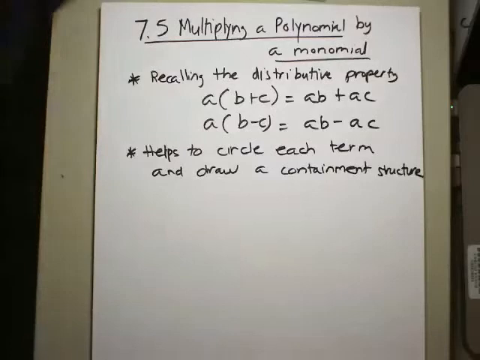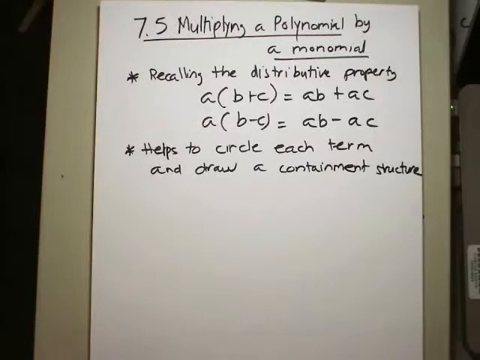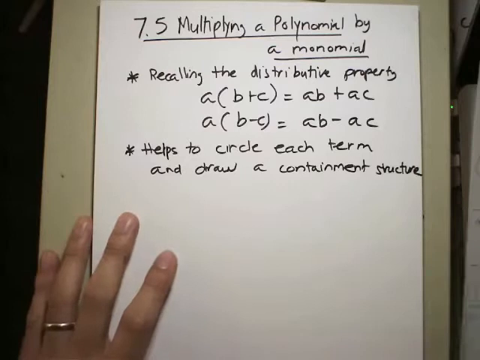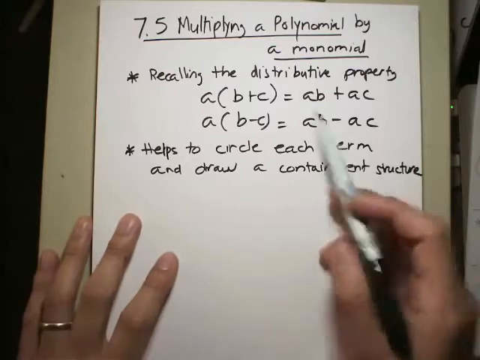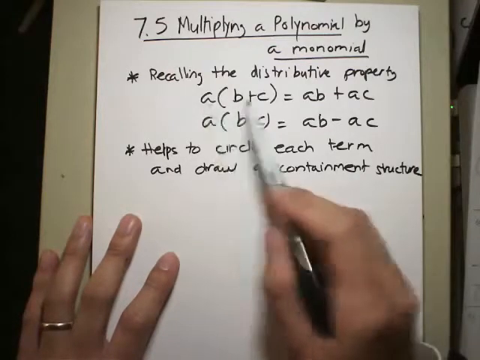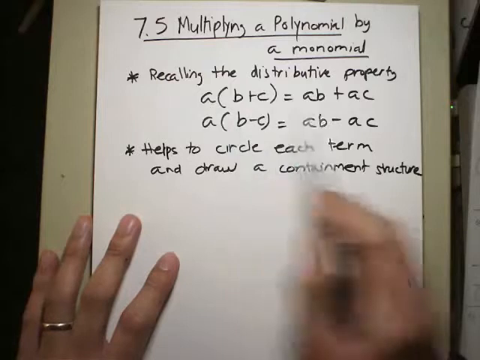Alright guys, I'm going to go ahead and cover 7.5, multiplying a polynomial by a monomial. So basically you have a multiple-term expression, and you multiply it by a single-term expression. Before we start, I want to make sure you recall a couple of things, especially the distributive property. Remember how we distribute terms outside into each term inside.